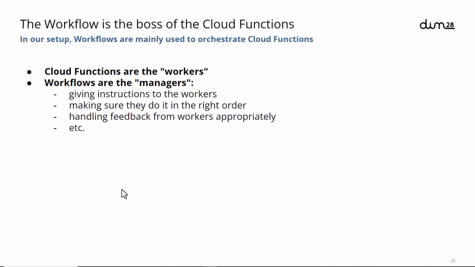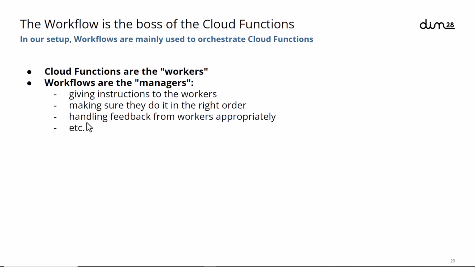And in this setup, you can think of workflows as the boss of the Cloud Function. So the workflow is the boss of the Cloud Function. In our setup, workflows are mainly used to orchestrate Cloud Functions. So in a capitalist setting, you could say the Cloud Functions are the workers, or not even capitalist, just hierarchical. And the workflows are the managers, or the bosses. They give instructions to the workers, they make sure the workers do things in the right order, and they also handle feedback from the workers appropriately.